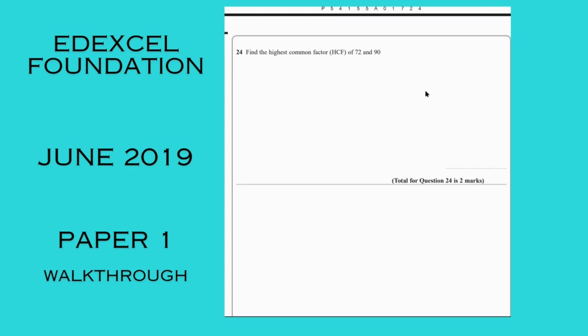So highest common factor usually requires factor trees, so let's get them split. Any pair you want, but I always go for 9 and 8. 9 is 3 times 3.